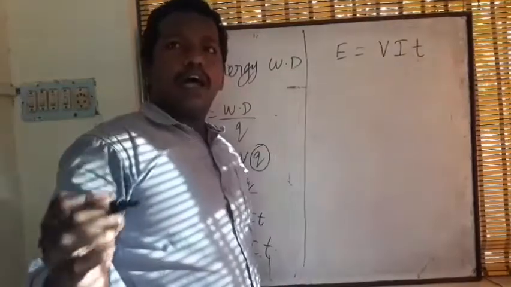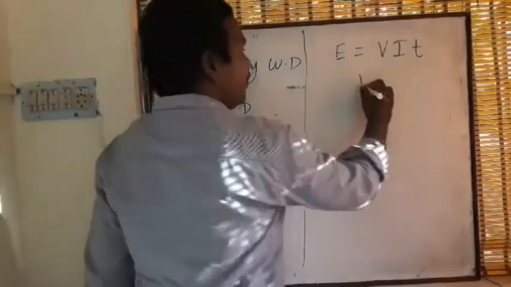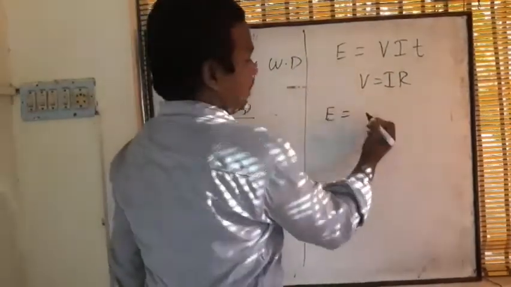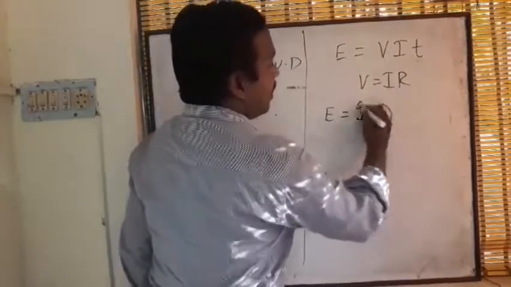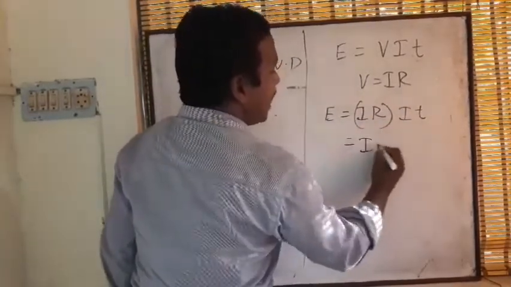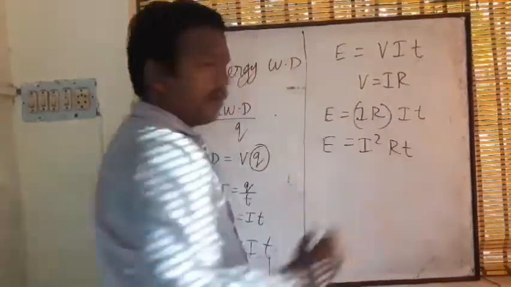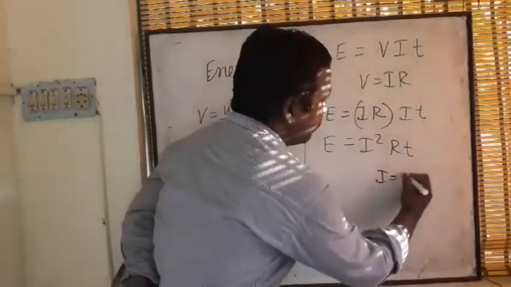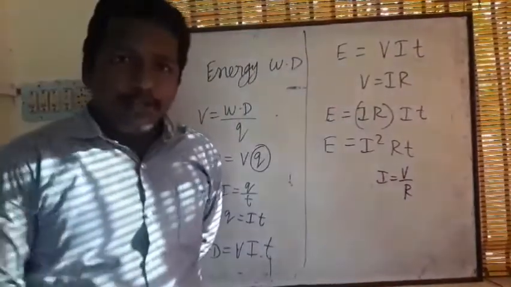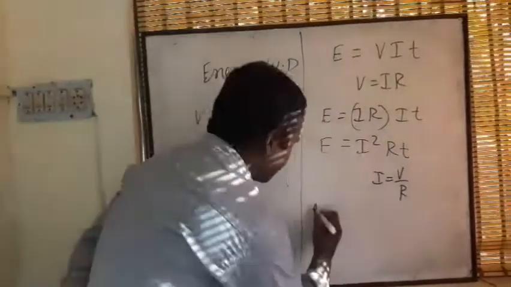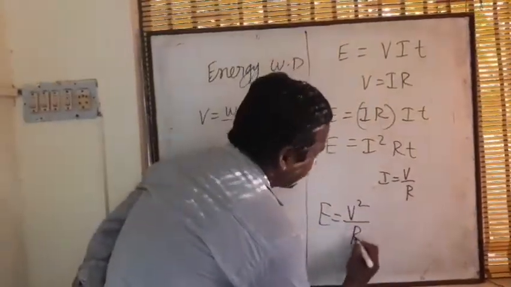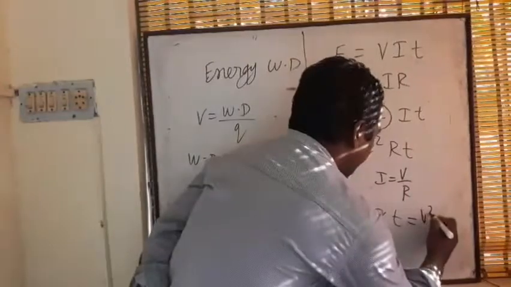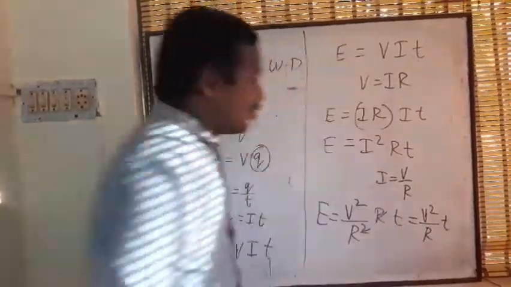As we know, Ohm's law says V is equal to IR. So energy is equal to I R I T, and we get I square R T as another formula for energy. Also, according to Ohm's law, I is equal to V by R. Substituting this in the above equation, we get energy equal to V square by R square into R into T. This gets cancelled, so we get V square by R into T.